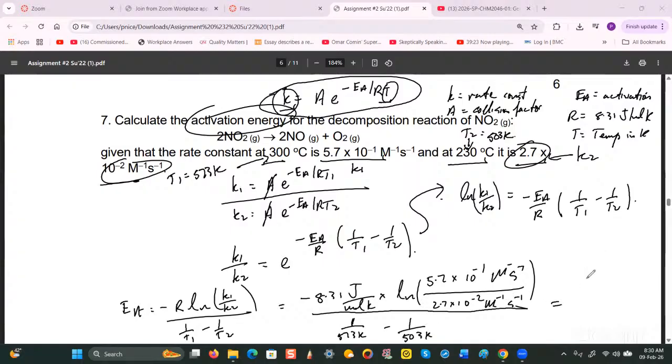And when I worked this out, I got 1.04 times 10 to the 5 joules per mole. And that's because these units cancel out. The Kelvin units cancel out here and here. So the final unit remaining would be joules per mole. And that's basically how that is done.